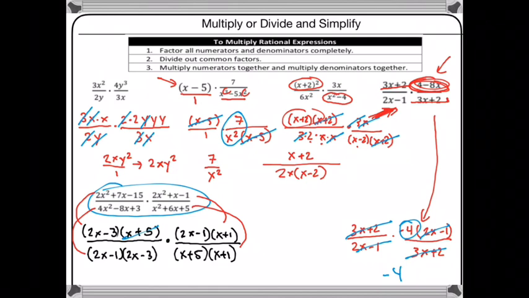So it looks like we got x plus 5 and x plus 5 cancel out. We got 2x minus 1, 2x minus 1, 2x minus 3, and 2x minus 3, and x plus 1 and x plus 1. So it looks like everything cancels out, and so we are left with, ta-da, 1.